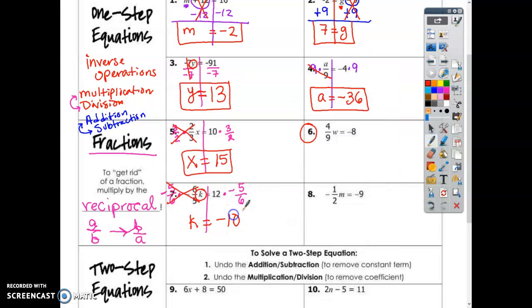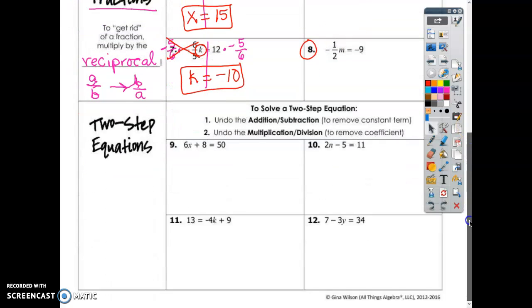So pause the video. I want you to try 6 and 8 by yourself. Okay, so if you paused the video, you should have had time to do 6 and 8. If not, make sure you pause it, because I'm moving on to the bottom ones.